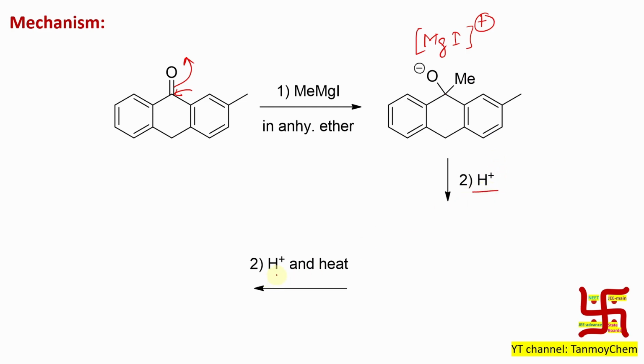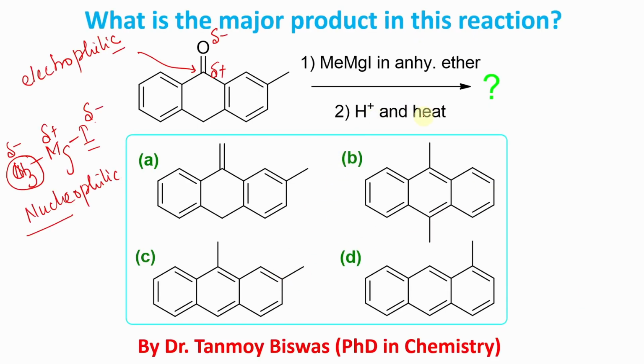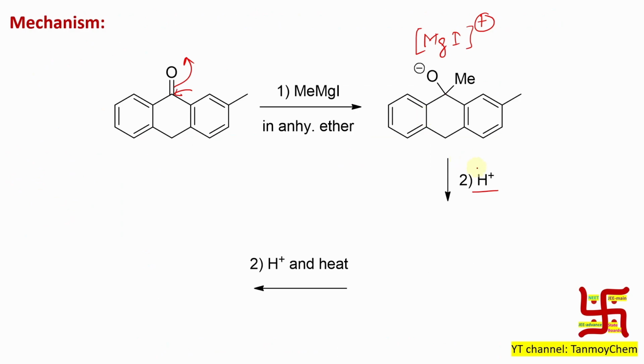I have given H plus and heat. It means H plus is there in the medium. So this H plus will neutralize this O minus first. Alkoxide is a stronger base. So what will it produce? It will produce a tertiary alcohol derivative. Actually, I would say it is benzylic as well as tertiary. So those two factors are here.